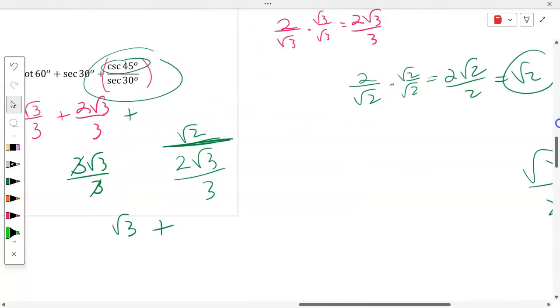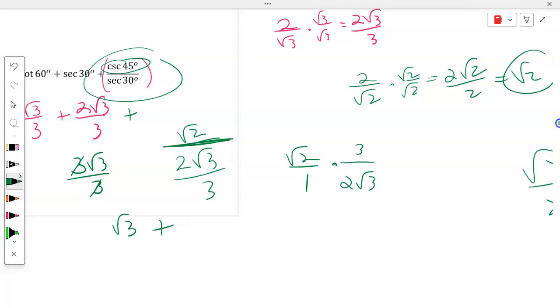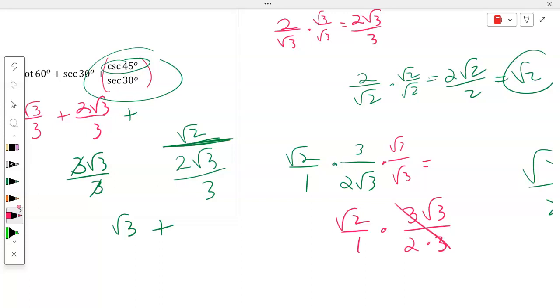Divided by a fraction is the same as multiplying by the reciprocal. So we're going to end up with root 2 over 1, which is really the part up top, times 3 over 2 root 3. Again, we're going to have to rationalize by multiplying by root 3 over root 3. So we end up with root 2 over 1 times 3 root 3 over, 2 times 1 is 2. Root 3 times root 3 is the square root of 9, which is just 3 on the bottom. They cancel, woo, all that to get root 3 over 2. What a doozy. So it's root 3 plus root 3 over 2.